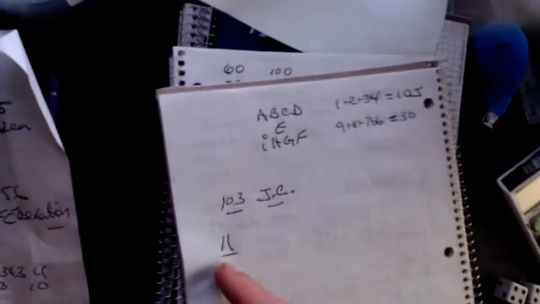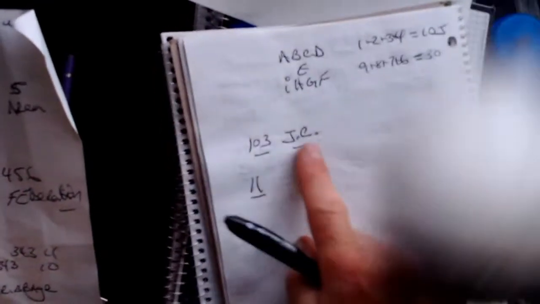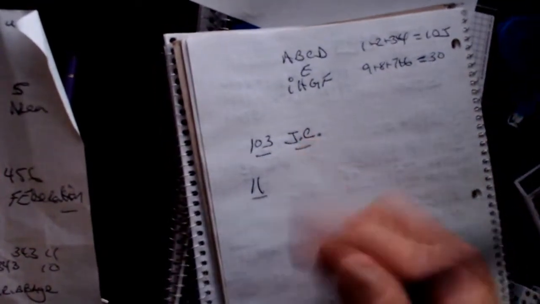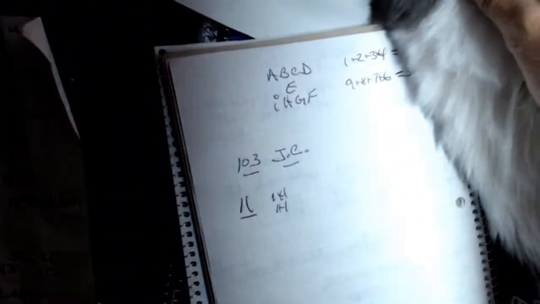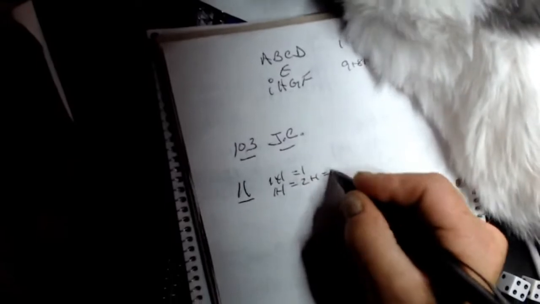C is created from 11, from 1 and 1. When you bring 1 and 1 together, that's what creates C. Mathematically, 1 times 1, 1 plus 1, equals to 1, equals to 2, 2 plus 1 equals to 3.